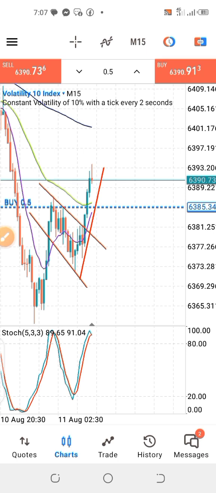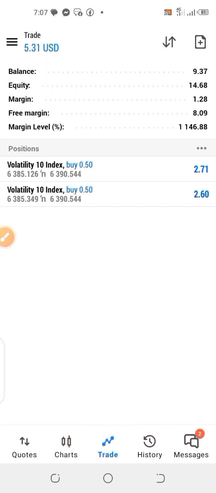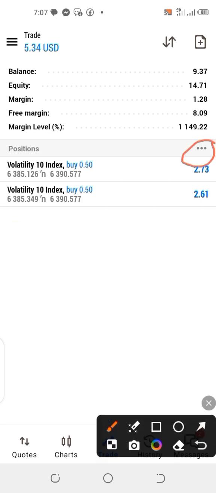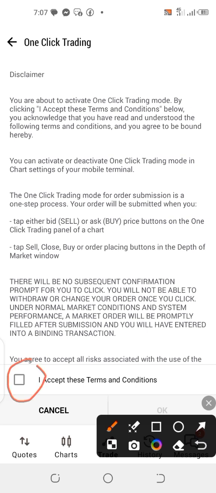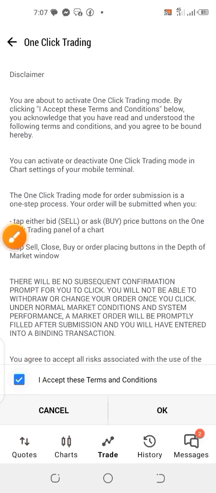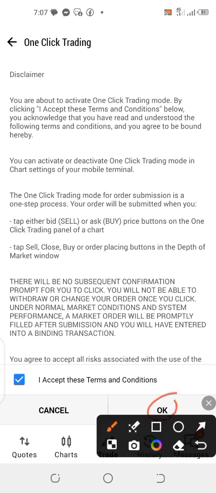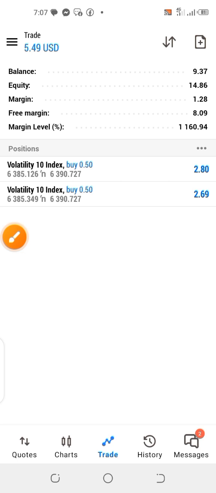So guys, let's go. Here is our trade now. In case you want to close it at once, you see these three dots here? You have to click on these three dots. You will now read the climax. If you like the risk, if you like anything that you see here now, you will come down to this place and tick it. Okay, so I will tick it and okay it. You will now come here and okay it. So let's okay it.